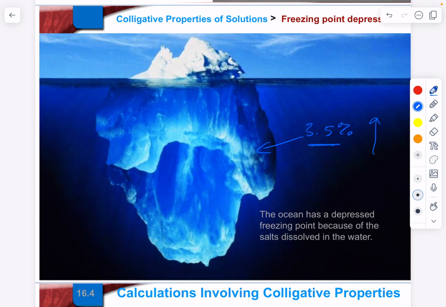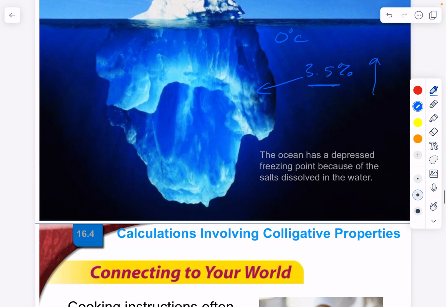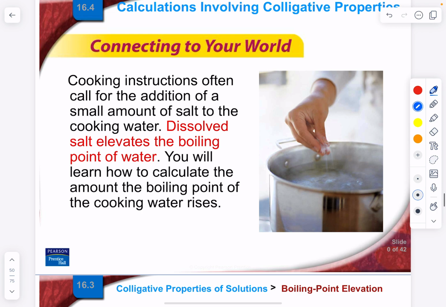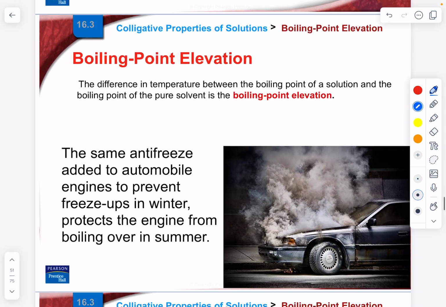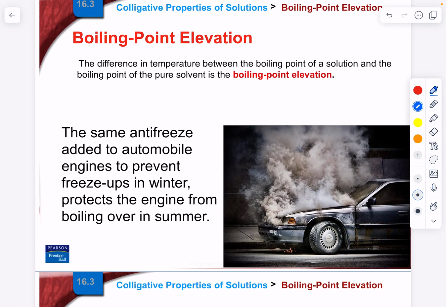And so ocean water does not freeze at 0 degrees Celsius or 32 Fahrenheit, but it freezes at a temperature lower than that because of the presence of salt in there. All right. Dissolving salt elevates the boiling point, depresses the freezing point, and we can calculate how much. It elevates the boiling point. We'll get to the calculations in a minute.